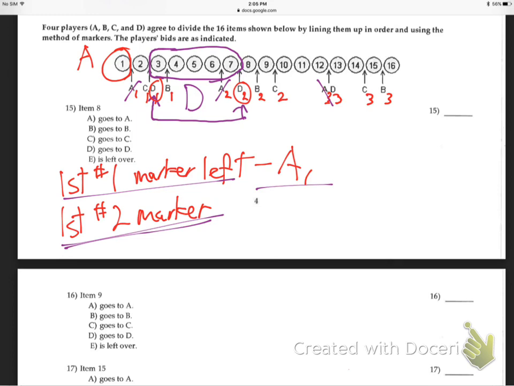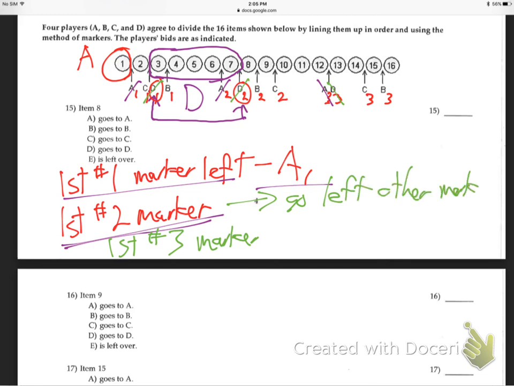Okay, next one. So we did the first number 1, first number 2, first number 3. Oh, and get the D's out now, right? So cross out D everywhere. D's done. D's got their candy. First number 2 marker, go left to the other marker. You always go to their other marker. Same thing with first number 3 marker.